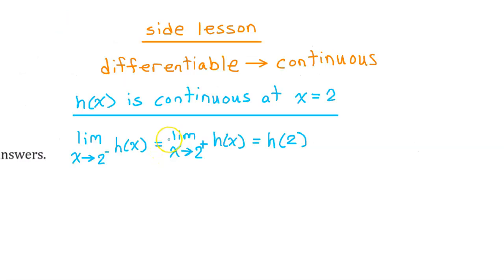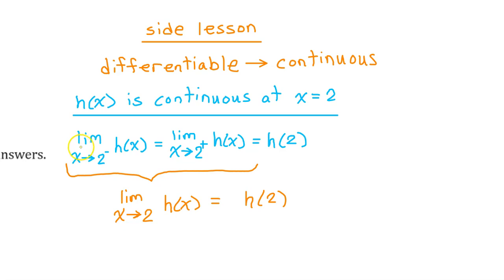Arguably, the most important thing we learned from Unit 1 was the definition of continuity. If h of x is continuous at x equals 2, that means the limit as x approaches 2 from the left is equal to the limit as x approaches 2 from the right, which is equal to the value of h at 2. I tried to drill this into your head back in Unit 1. However, this was the long way of writing the definition of continuity. It was very useful for solving problems back in Unit 1.